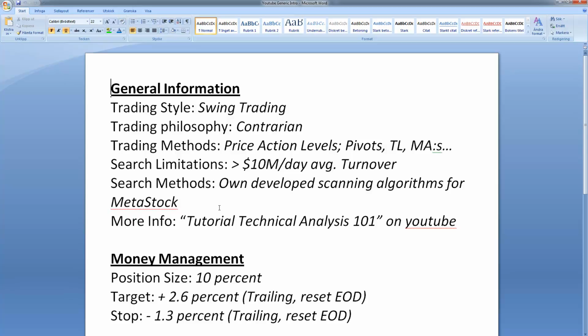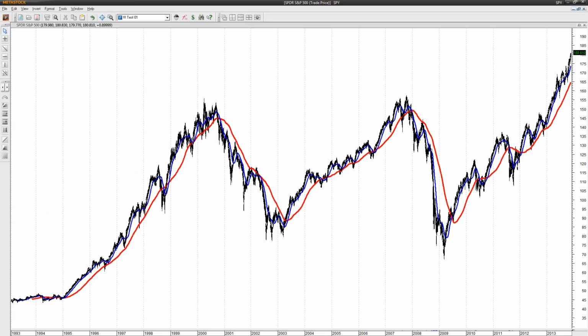Regarding money management, at the moment I'm using a position size of 10%. I got a target of 2.6%. It's a trailing target, reset end of day. My stop is minus 1.3%, trailing, reset end of day. I got some favorite examples of how price action levels are working.